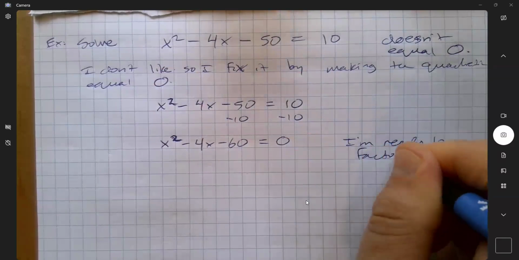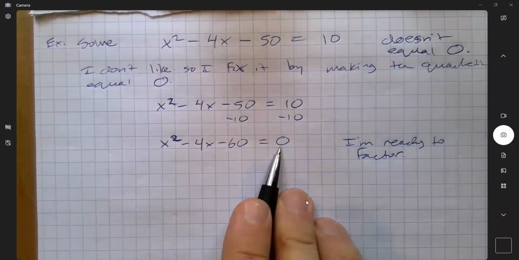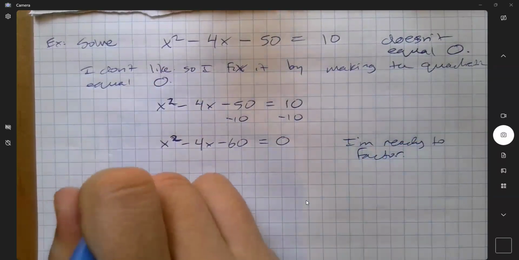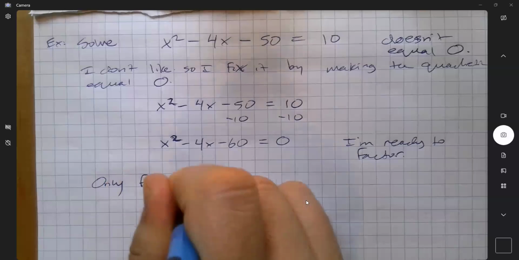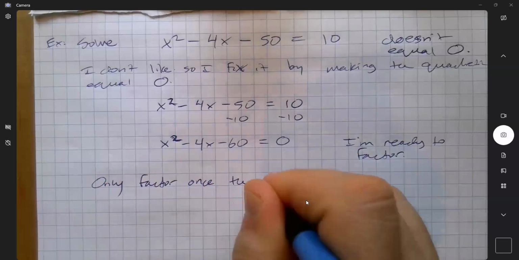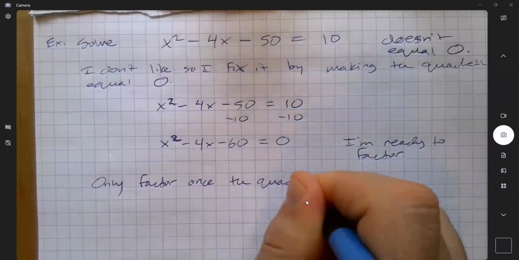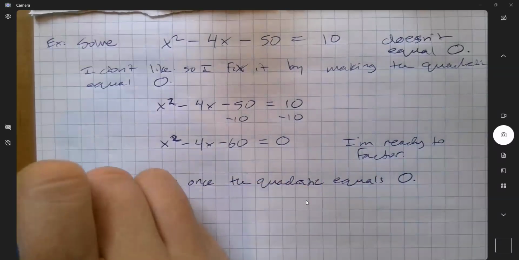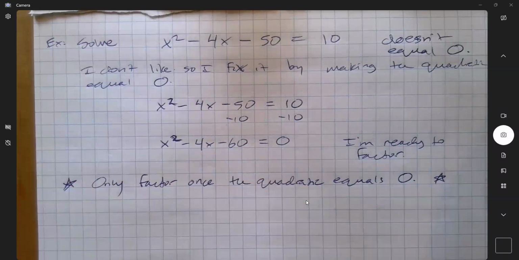You should only factor if you equal 0. You can do it otherwise, but it's not going to help you solve an equation. So only factor once the quadratic equals 0. And if you remember this rule, it'll save a lot of mistakes.